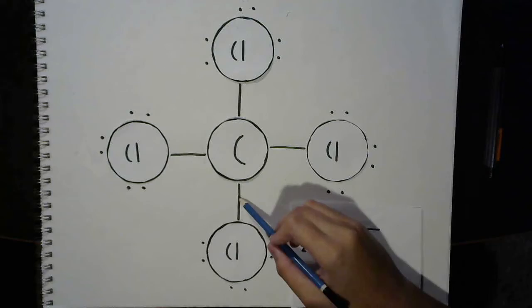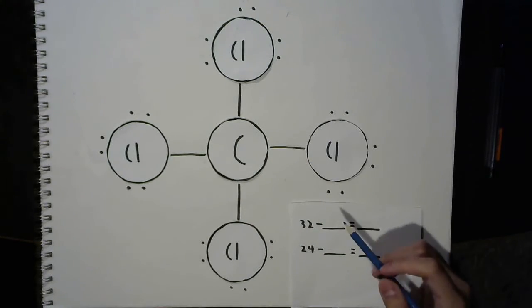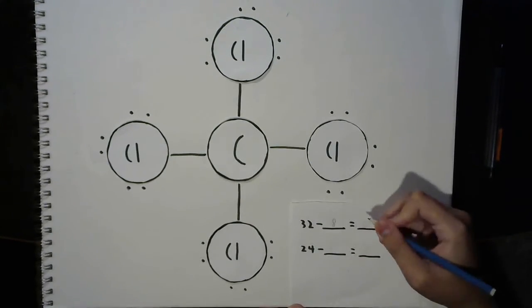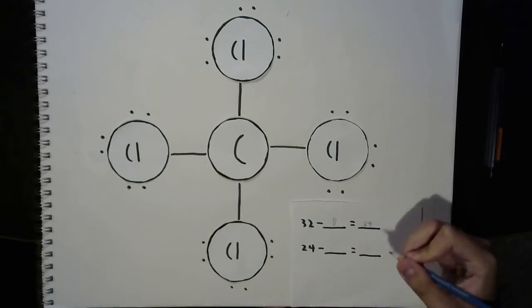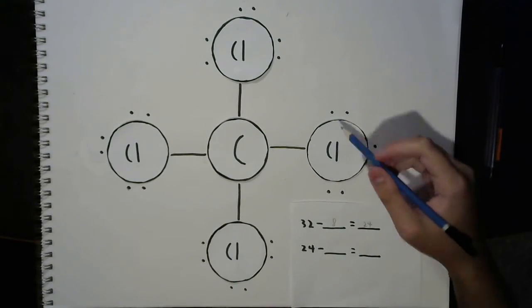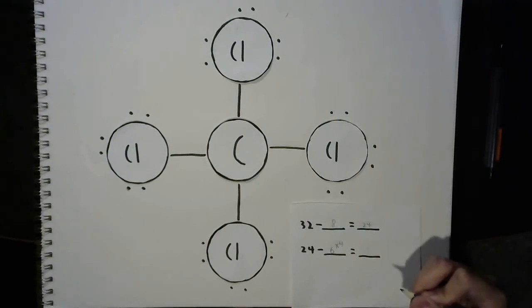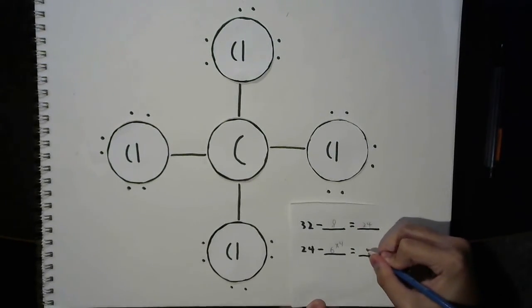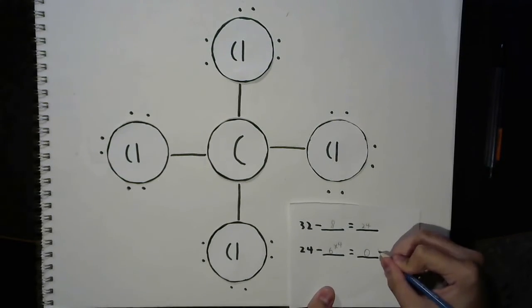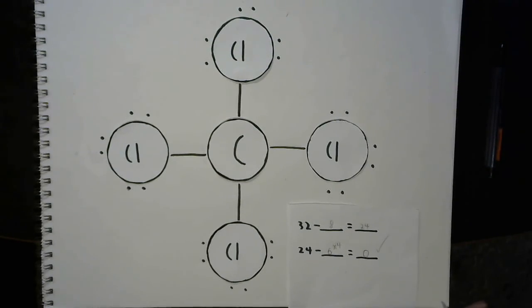Taking 4 bonds into account, we can subtract 8 electrons, giving us 24 remaining. Each chlorine atom has 6 lone electrons. Notice that if we take the 4 chlorine atoms into account, we have 0 remaining electrons in this system. This indicates that our Lewis dot structure is complete.